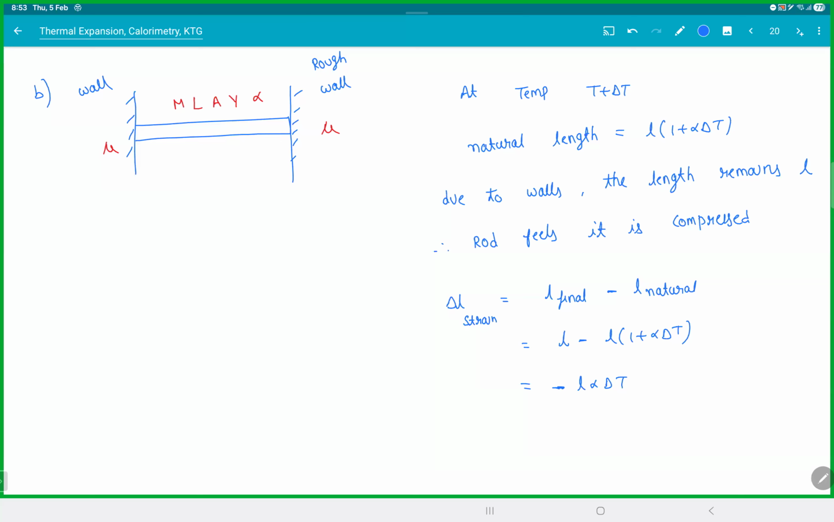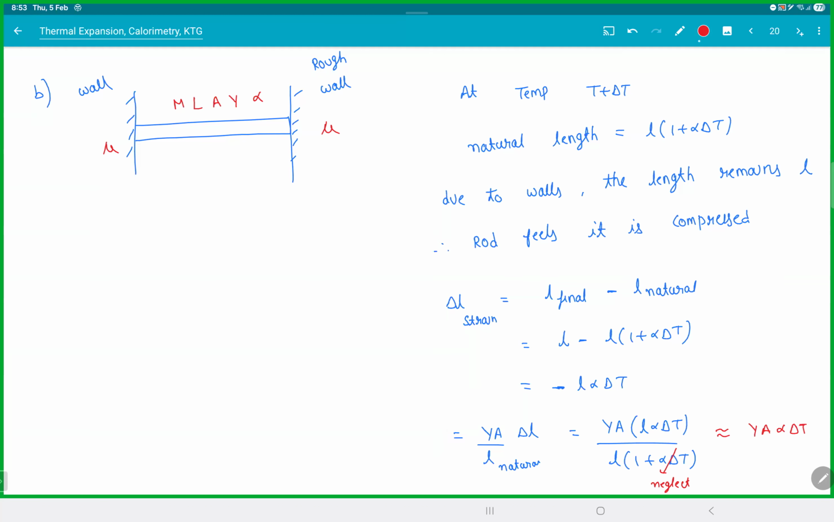Now when you apply the formula here, the Young's modulus, tension is equal to YA by L natural into delta L. The formula becomes YA, you can remove the minus sign, it just means compression, L alpha delta T into L into 1 plus alpha delta T. But alpha delta T is very, very small compared to 1, so we can neglect this. And this approximately becomes YA alpha delta T.